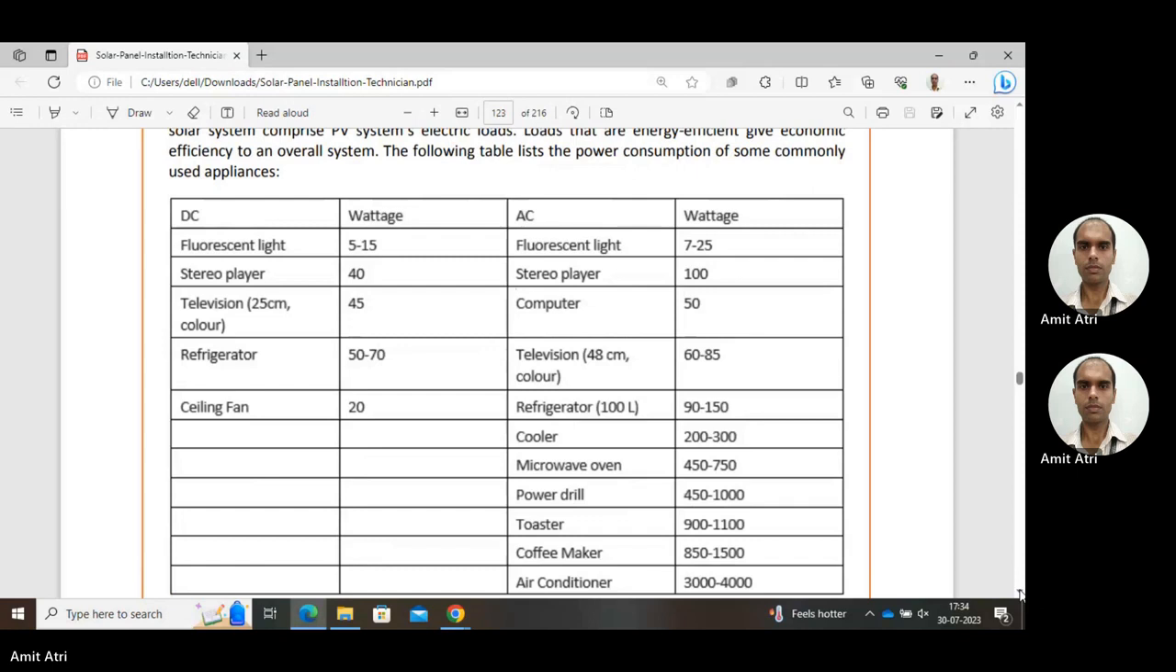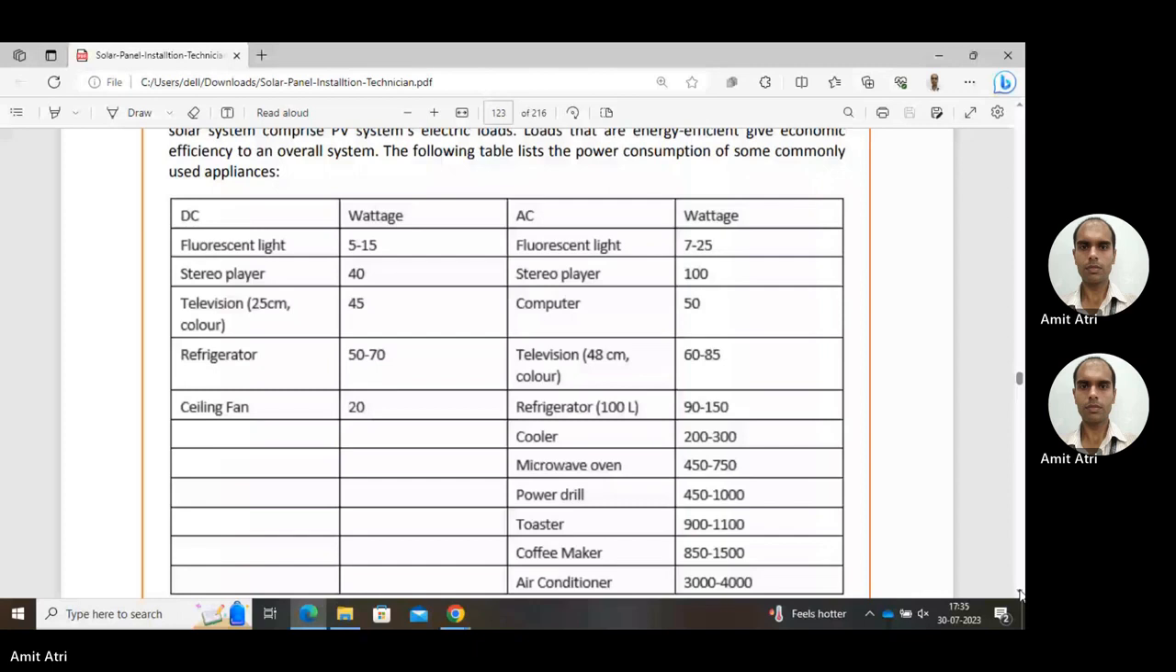How many watts is the rating, meaning how much power is consumed by these types of loads, like the fluorescent light at 7 to 25 watt. Here, basically, we are considering fluorescent light to mean a CFL at 7 to 25 watt. Normally a fluorescent tube won't be of this low wattage. It will have more than 40 watt for the tube only, and then the choke as well. So we can consider a CFL lamp, stereo player, computer, television, refrigerator.